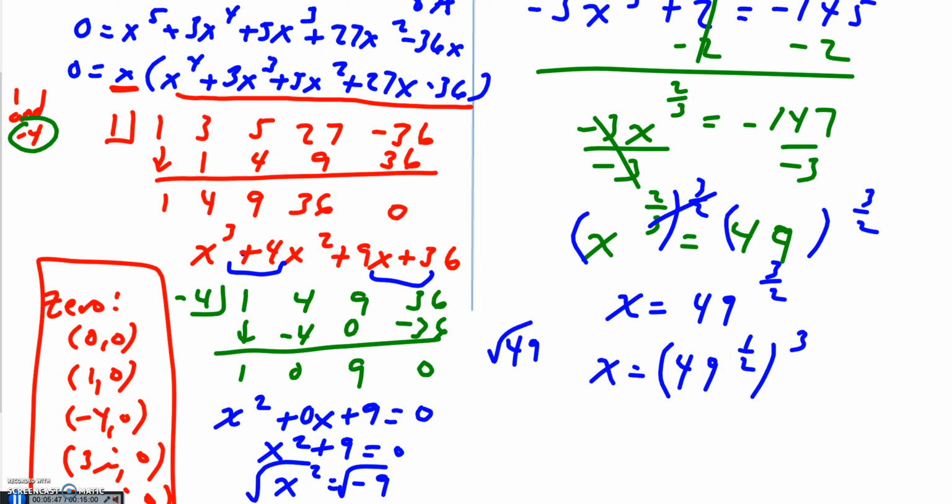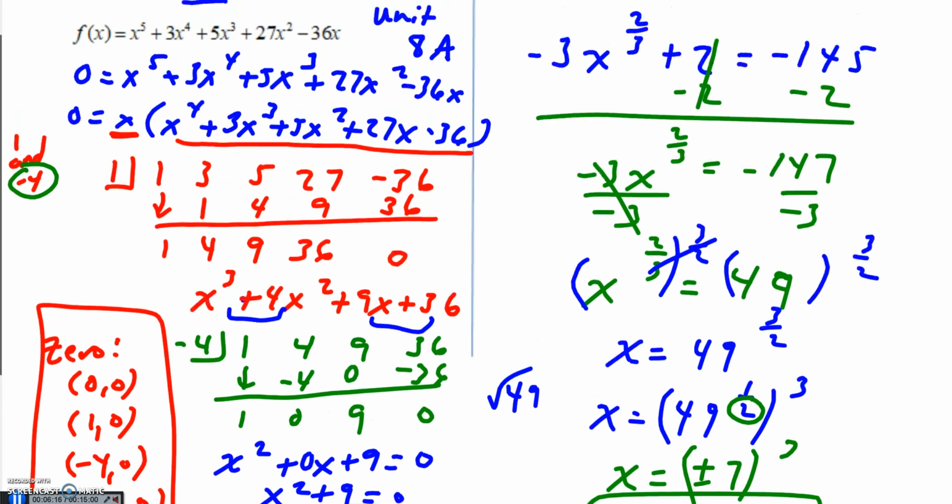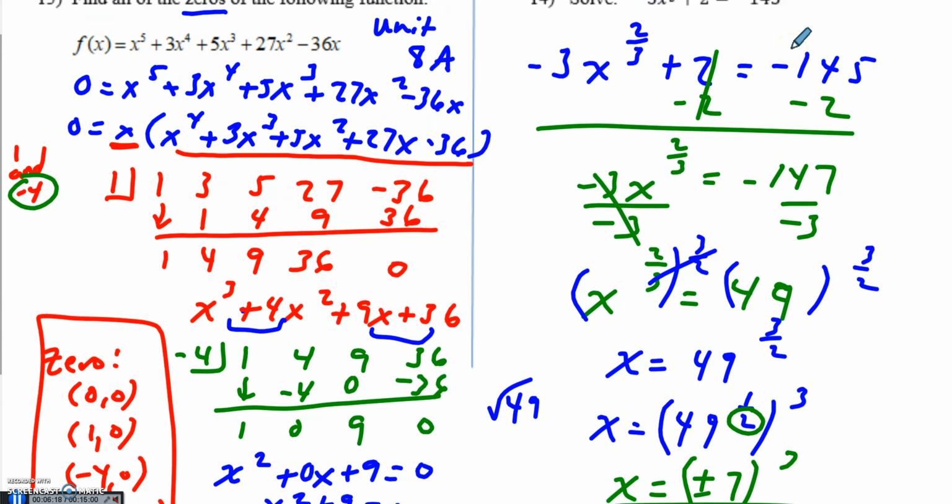And some of you might recall that if you have an even root, you're taking a second root, a fourth root, a sixth root, you have to have plus or minus because the square root has 2 possible answers. So x could equal plus or minus 7 raised to the third, which would get me plus or minus 243 as 2 possible answers. And definitely feel free on your test to take both of these and plug them back into the original. Both will work.